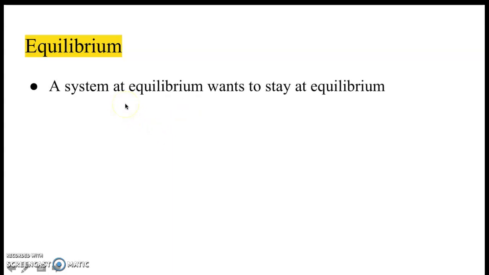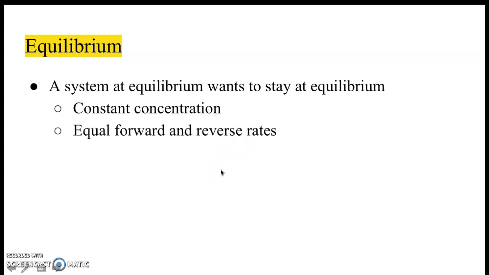Here's a little recap from our last video, but equilibrium. A system at equilibrium is going to want to stay at equilibrium. What this means is that the reactants and the products have a constant concentration, and the rates of the forward and reverse reactions are equal.